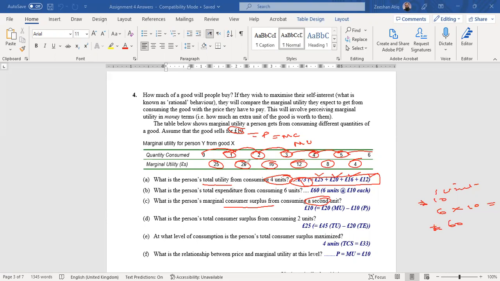For the second unit, the utility that you are getting in terms of money is 20 pounds. But for the second unit, you are just paying 10 pounds. So it means that you are getting an extra surplus, which is 10 pounds.